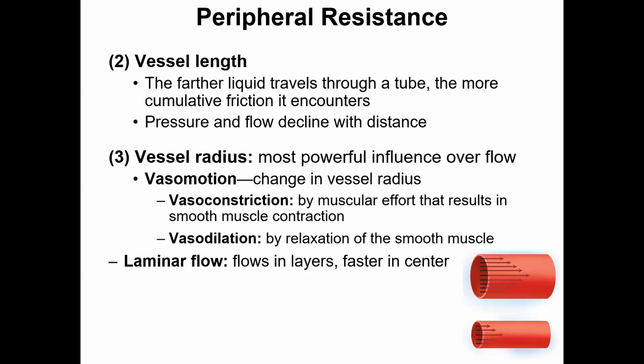Vasoconstriction is by muscular effort that results in smooth muscle contraction. Vasodilation is by relaxation of the smooth muscle. Laminar flow flows in layers, faster in the center.